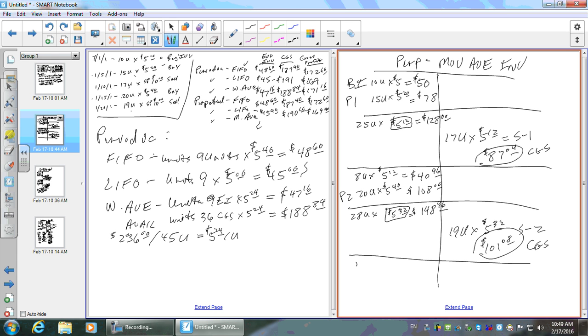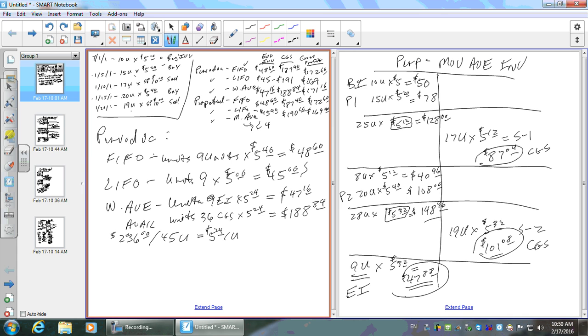How many units are left? 28 less 19. 9. What's the average, of course? 532. And what's that going to be? What's 532 times 9? I bet it's 148.96 less 108.08. How much is that? 47.88. Came out real close, didn't it? Okay, what is that? 9 units is my what? Ending inventory. Oh, and what did it cost? 47.88. What's my ending inventory then under moving average here? 47.88. This is too easy.